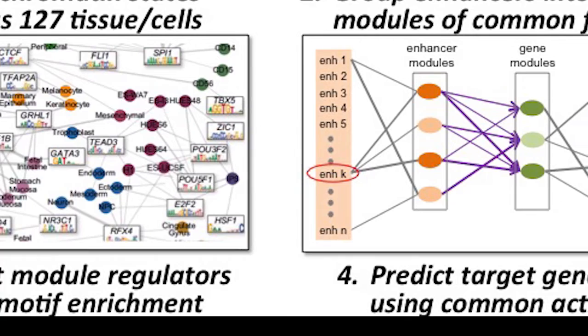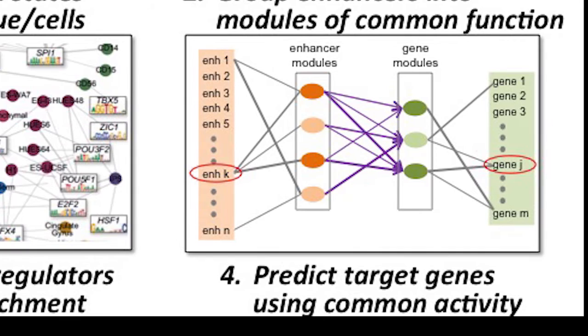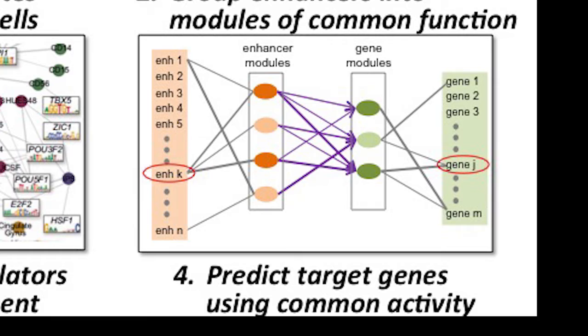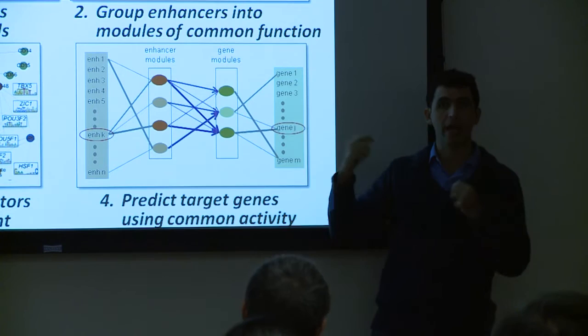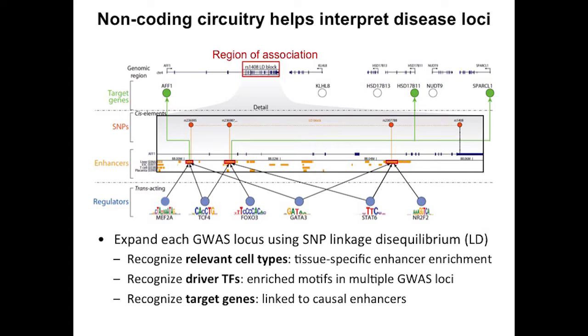Great. So then the last thing we can do is look at the coordinated activity between the enhancers and their target genes across the different cell types. So in the same way that we cluster these enhancers, we cluster the genes themselves into modules of coordinated activity, and then we utilize the coordinated patterns between the enhancer modules and the gene modules to link individual enhancers to individual target genes. So that now allows us to go back into these genetic regions of association armed with a lot more information.